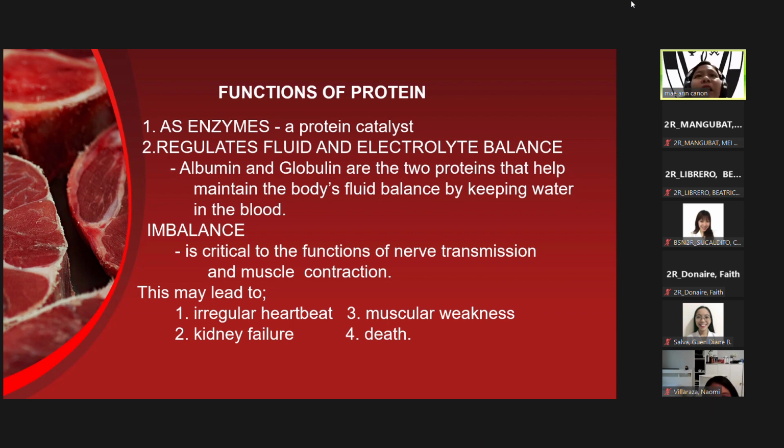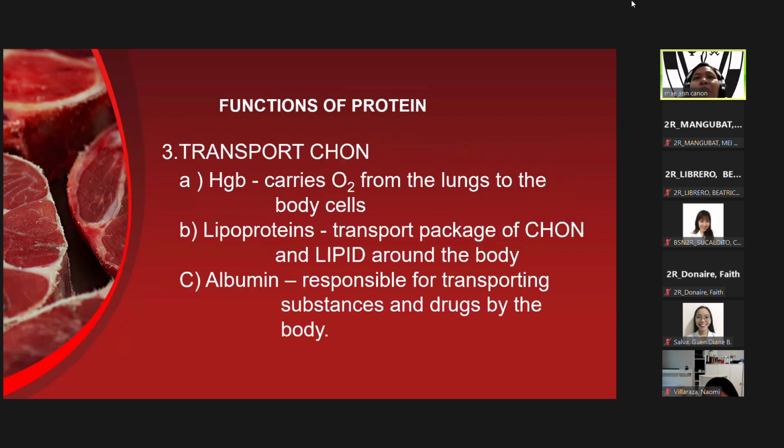Next, regulate fluid and electrolyte balance. This is what I mean, they will maintain equilibrium with the body requirements of fluid and electrolytes. If there is a problem with that, an imbalance, your patient may complain of irregular heartbeat, kidney failure, muscular weakness, and the worst is fatal death.